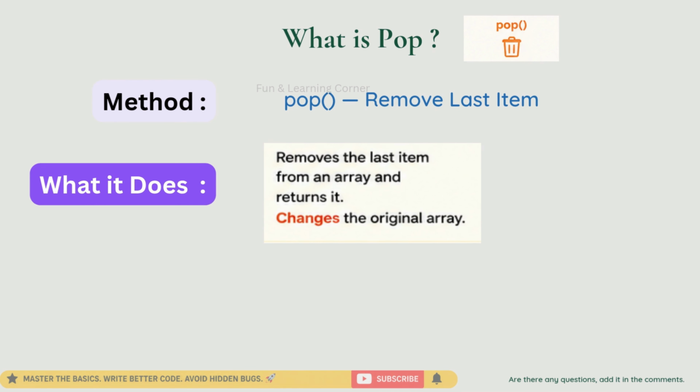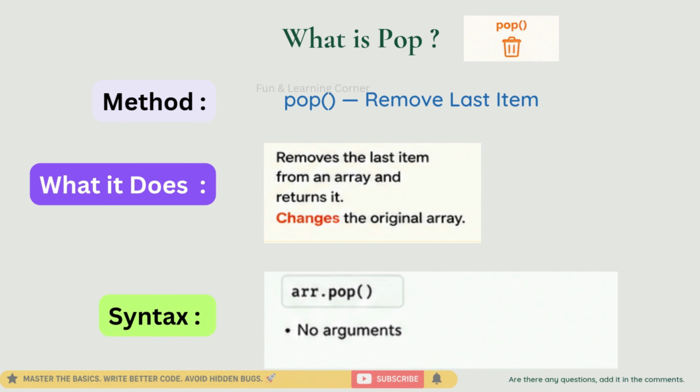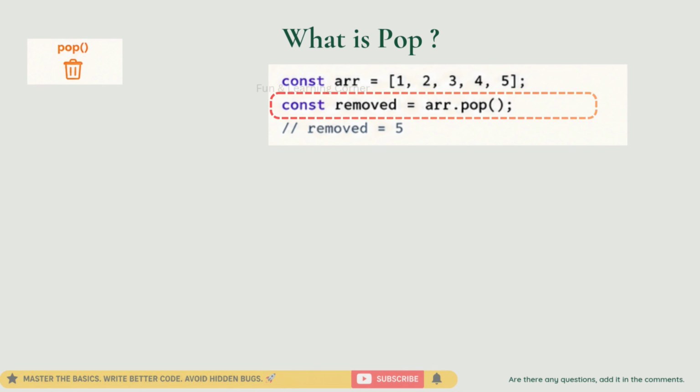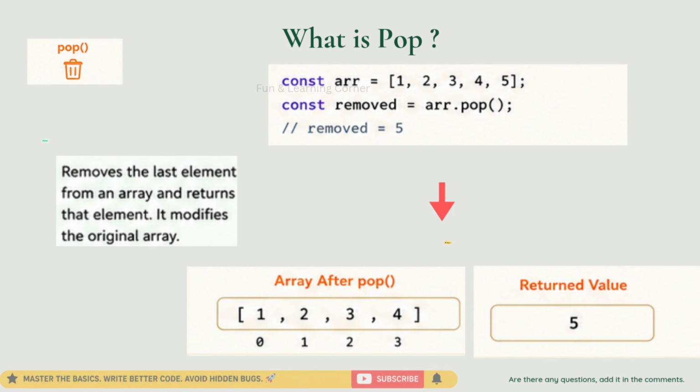Understanding pop. Next is pop. Pop removes the last item from the array. Example. Const removed equals arr.pop(). Removed value becomes 5. Now the array becomes 1, 2, 3, 4. What happened? Pop went to the end of the array and removed the last number. It also returned that removed value. That means removed value is 5.